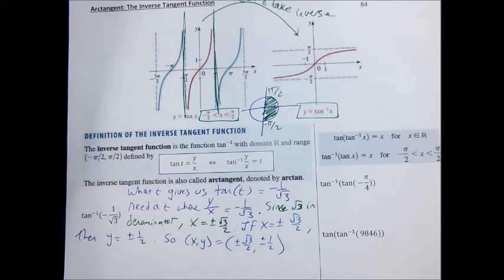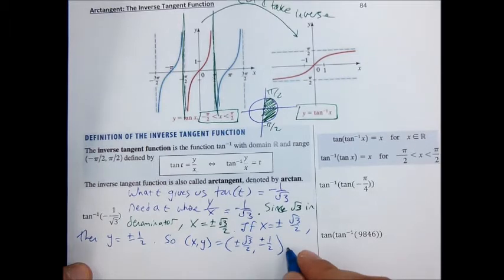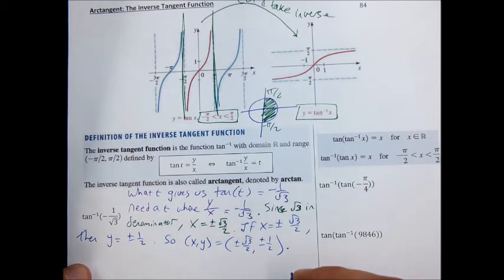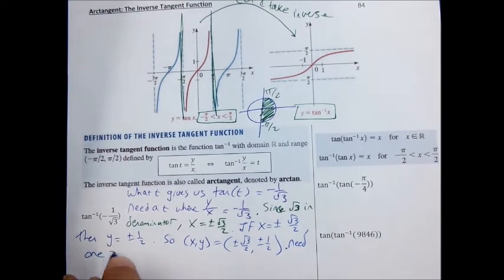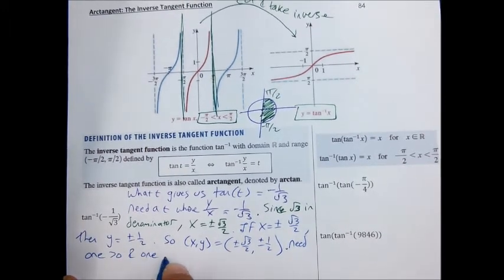One has to be positive. One's got to be positive and one's got to be negative. Good. Because if they're both positive, then you divide them and they stay positive. And if they're both negative and you divide them, then the negatives cancel and it's positive, right? So we need one to be positive and one to be negative. So let's write that down. So we need 1 greater than 0 and 1 less than 0.